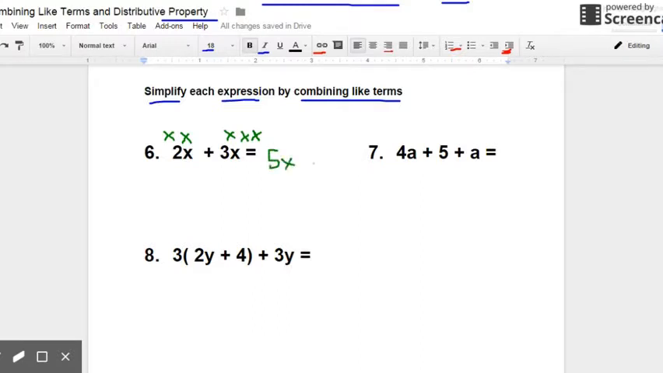Very similar to first grade when they talked about combining apples or oranges or fruit, whatever. Well, every single one of these is a variable. So how did I get 5 from this? Well, we add together the coefficients.